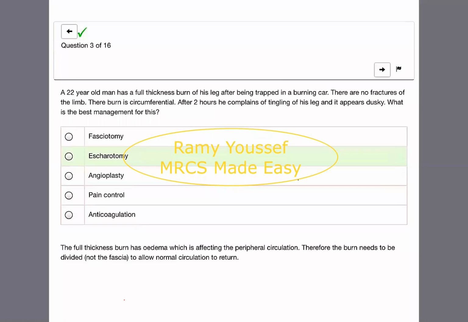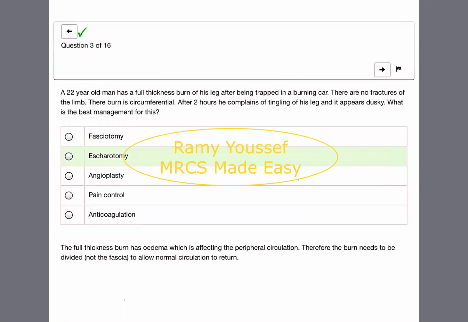A circumferential burn in the chest, you have to start with escharotomy. Any circumferential burn in a limb, with manifestations of compartment syndrome, tingling, numbness, decreased movement, paresthesia, even if he does not mention the pulse, you can go first for escharotomy. Escharotomy is a step before fasciotomy, so you have to go for it.